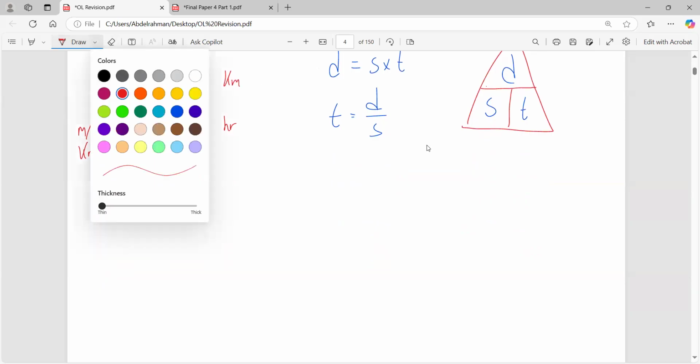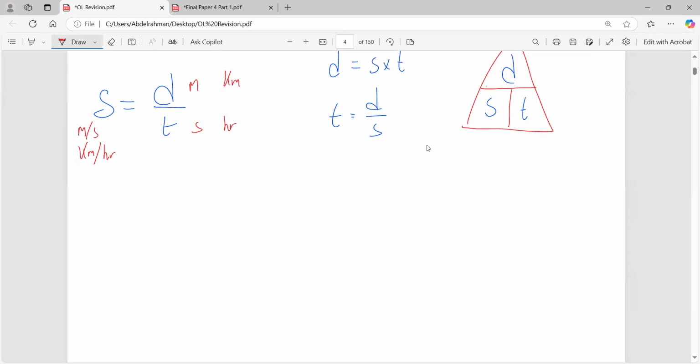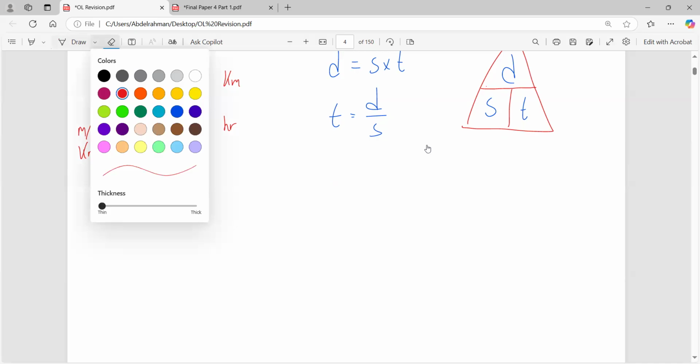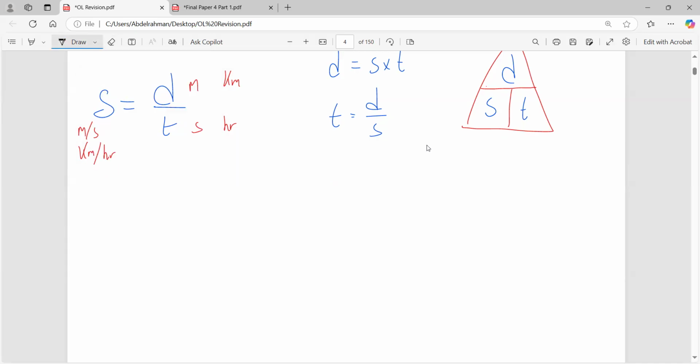What is acceleration? Be careful, acceleration is a vector quantity. Define acceleration. It's a very commonly used question. Acceleration is the rate of change of velocity. Bravo. It has to be velocity. Rate of change of velocity.